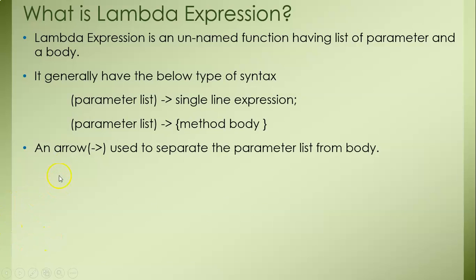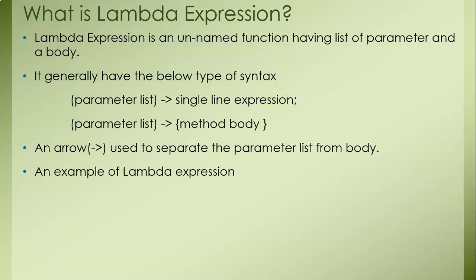So here is the syntax of the lambda expression. Here is a list of parameters, then an arrow, and a single line expression, or it can have a method body or method statements in case of a multi-line expression. So these are the two forms that a lambda expression can have. The arrow is used to separate the parameter list from the body. Here is the parameter list and then the body.